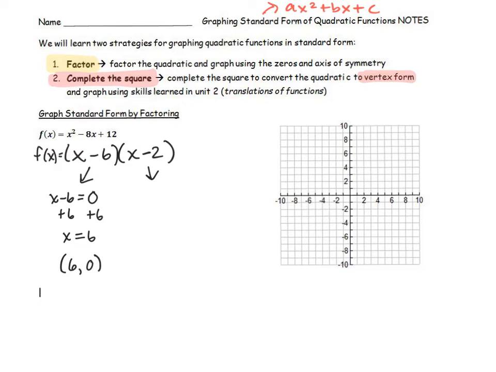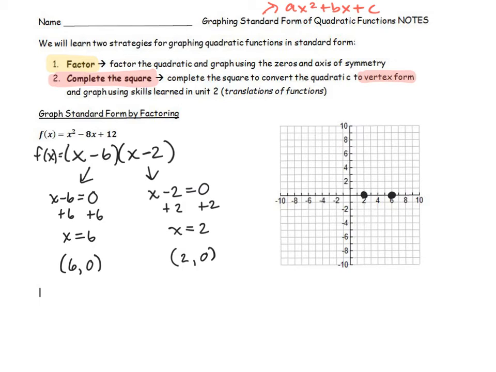Then I'm going to go to the next factor, x minus 2. If I set x minus 2 equal to 0 and solve, I will get x equals 2, which tells me that if I input the x value of 2, I will get an output of 0. So we have 2 points to plot on our graph. I'm going to plot (6, 0) and (2, 0).